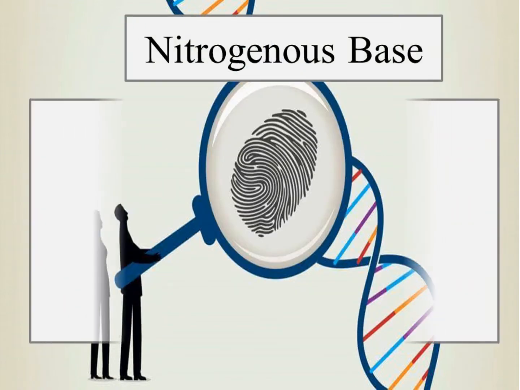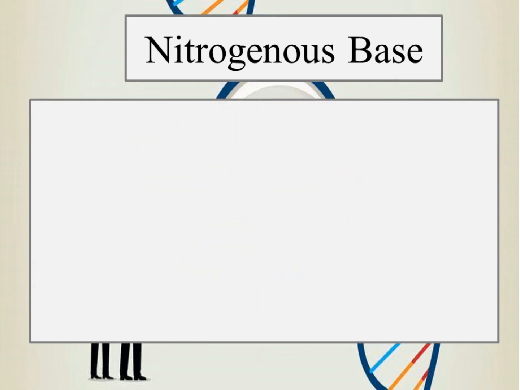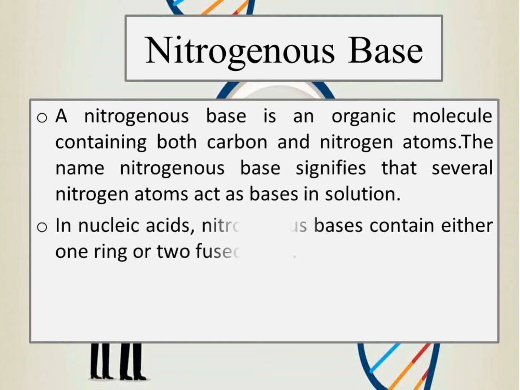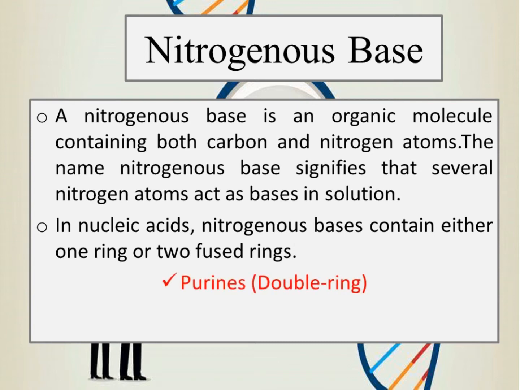Nitrogenous base. A nitrogenous base is an organic molecule containing both carbon and nitrogen atoms. The name nitrogenous base signifies that several nitrogen atoms act as bases in solution. In nucleic acids, nitrogenous bases contain either one ring or two fused rings. Purines, double ring. Pyrimidines, single ring.